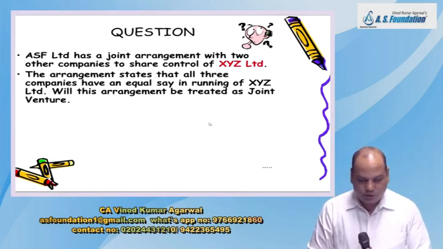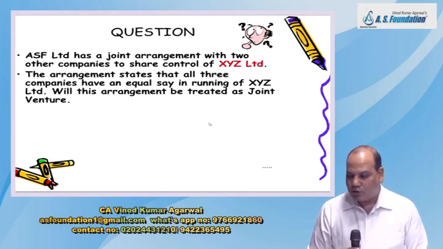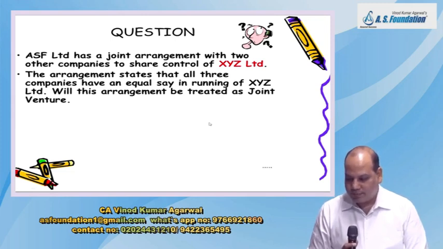Now some questions we will discuss. ASF Limited has a joint arrangement with two other companies to share the control of XYZ Limited. The arrangement states that all the three companies have an equal say in running of XYZ Limited. Will this arrangement be treated as joint venture?